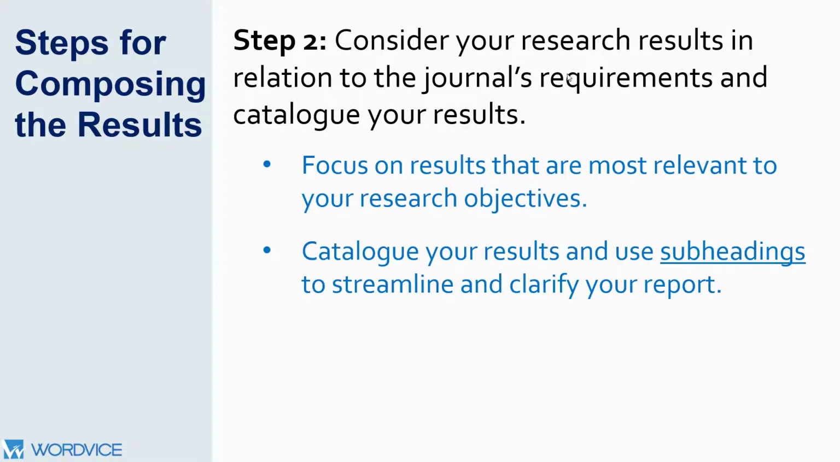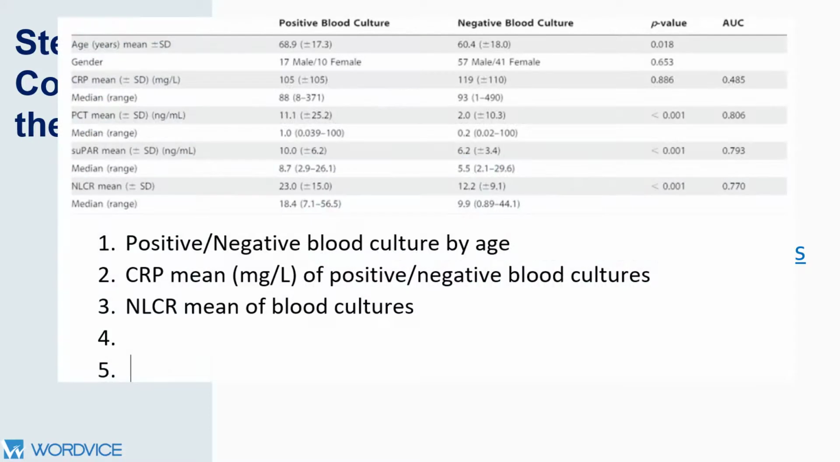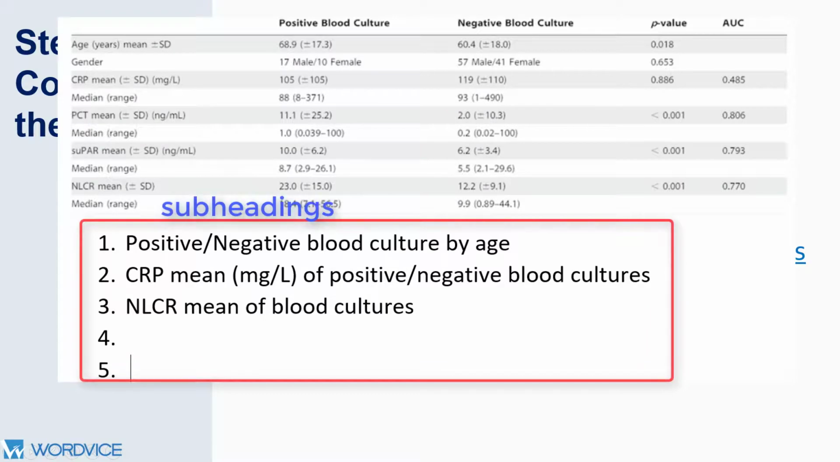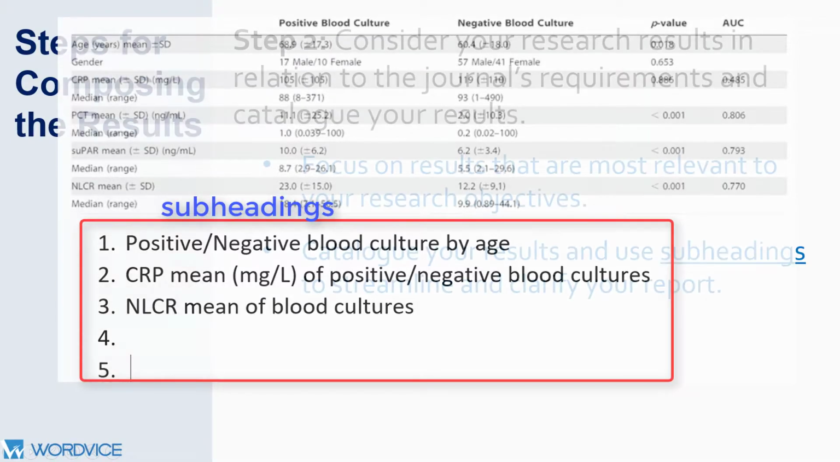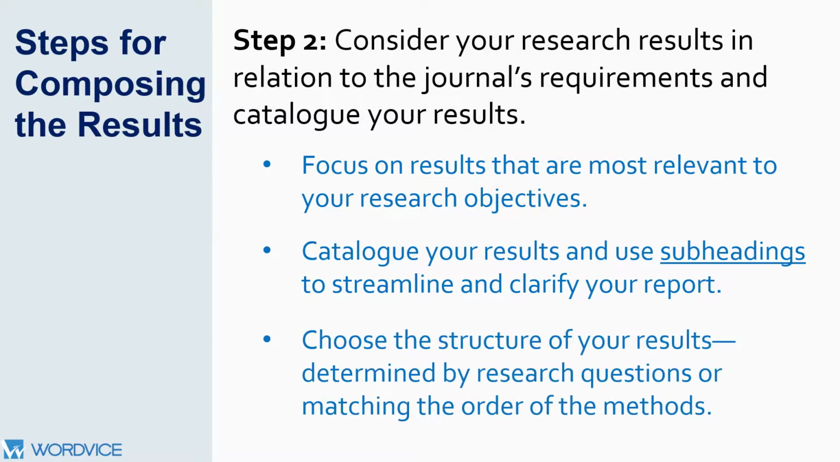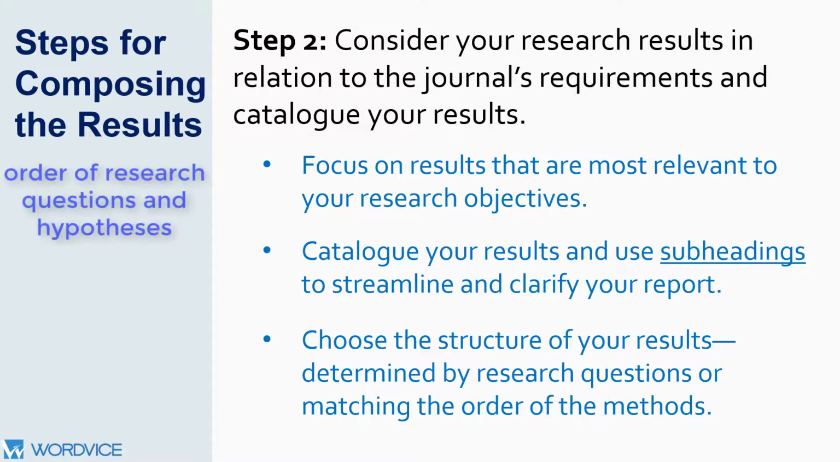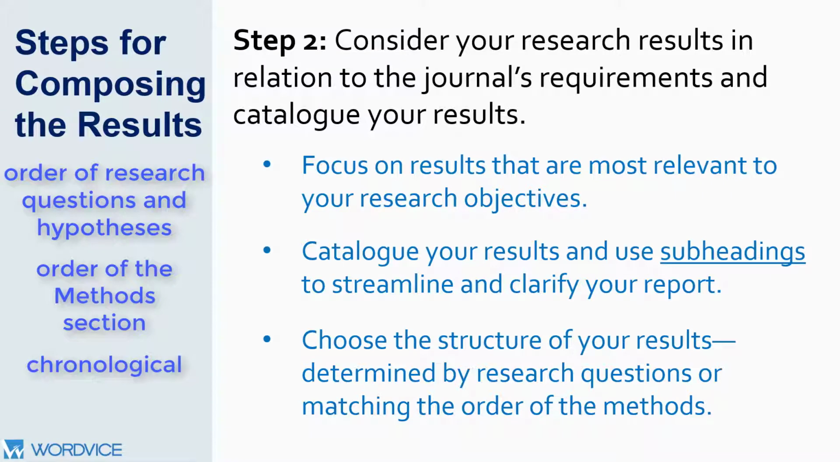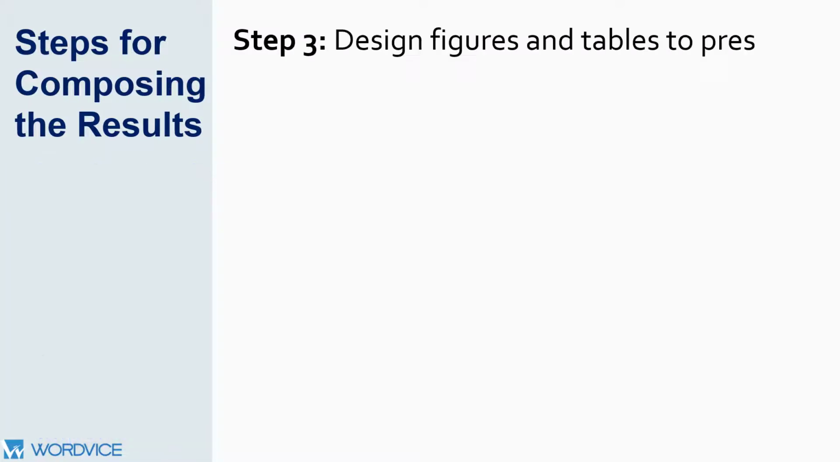Catalog your results using subheadings to streamline and clarify your report. This will help you avoid excessive and peripheral details as you write, and also help your reader understand and remember your findings. Decide how to structure your results. It could be determined by your research questions and hypotheses, or it could match the arrangement and order of your methods section. A chronological order or even a hierarchy of importance or meaningful grouping of main themes or categories might prove effective. Step 3. Design figures and tables to present and illustrate your data.